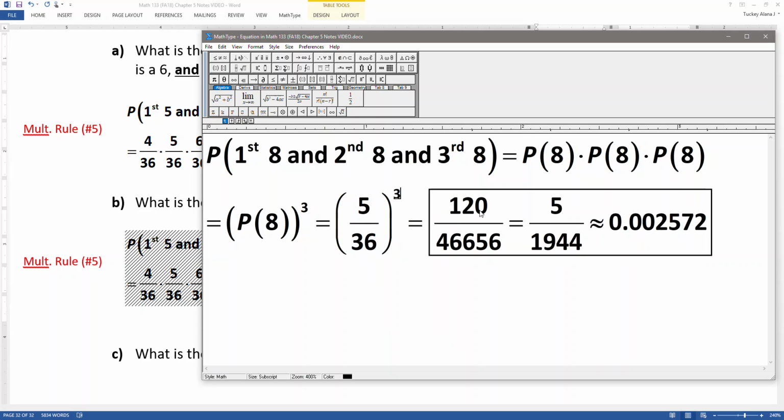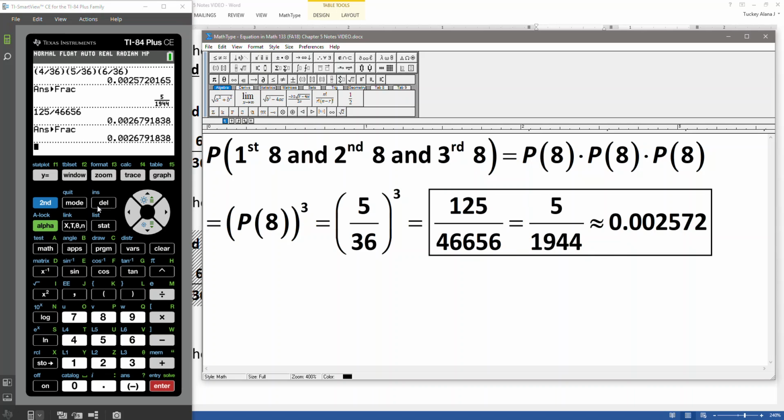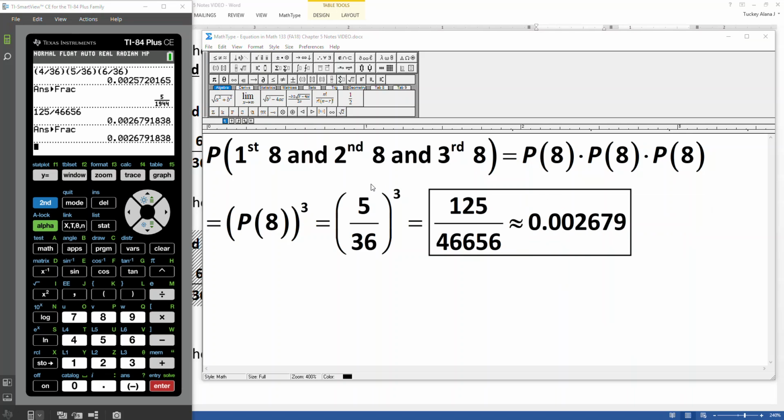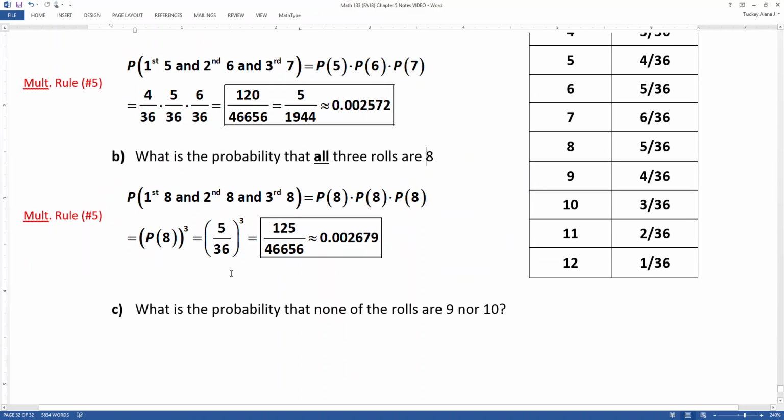And that would be 125 divided by 46,656, which would reduce to 0.002679, and the fraction doesn't reduce. It just is what it is. Okay, then. And we're done for that one. So that's another review of the multiplication rule.